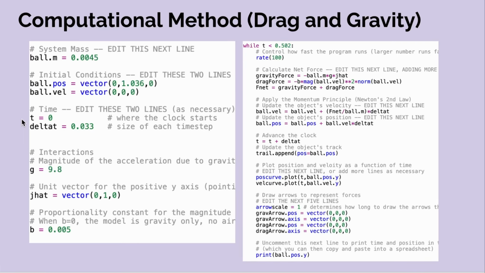Now let's look at the computational model accounting for gravity and drag. Much of what I changed before stayed the same. One of the things I changed was b, which I changed to 0.005 after playing with the code for a bit to see what aligns the best. This value goes into the drag force formula over here, which I added to the net force. This should cause the code to account for both gravity and drag when calculating the position of the object over time.